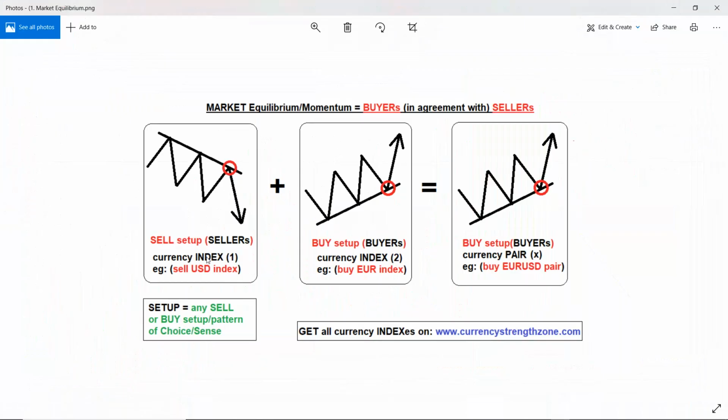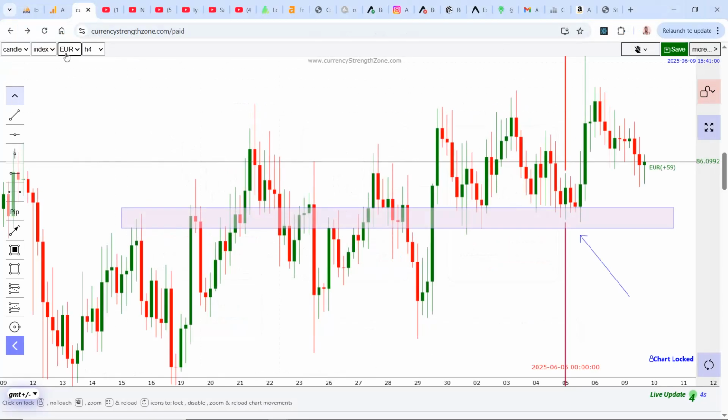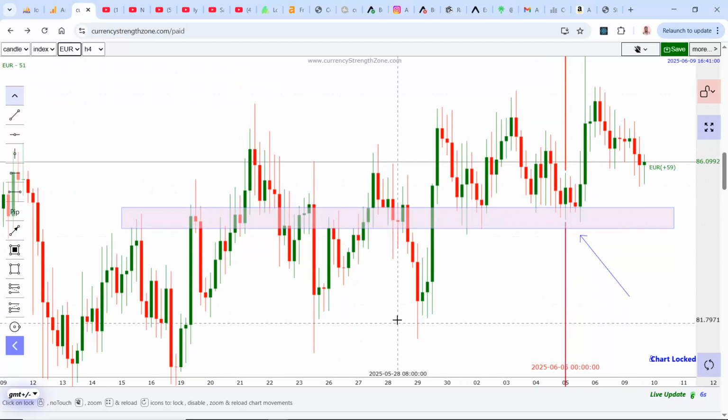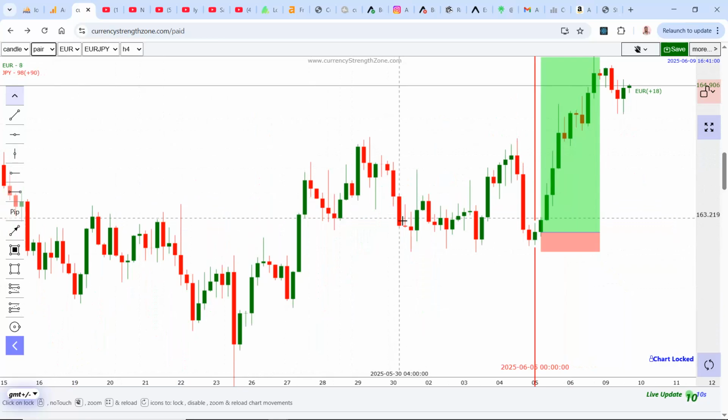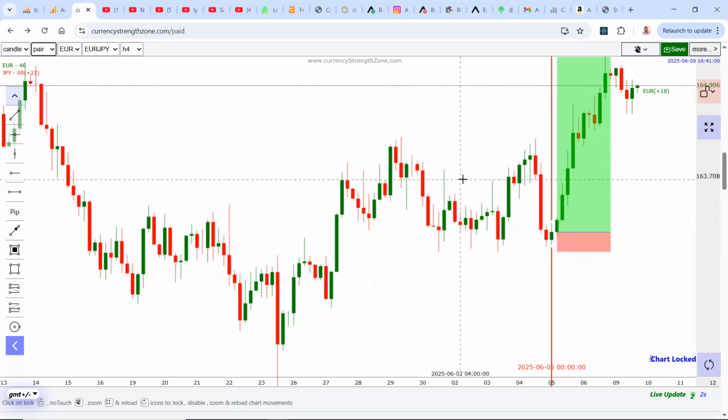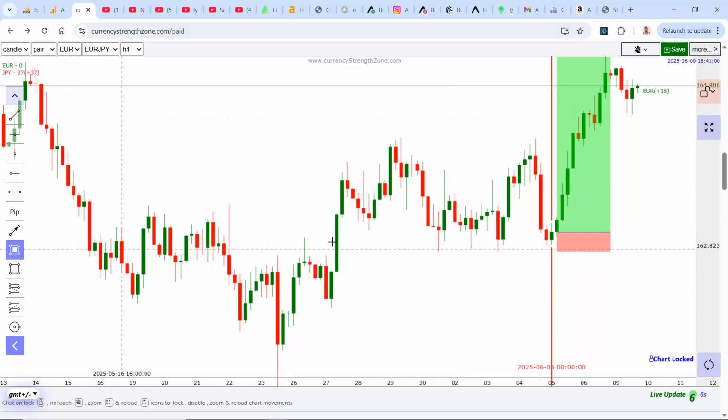Japanese yen was having a sell setup, willing to sell. Euro index was willing to buy from the support and resistance zone, therefore making both markets be in agreement to have a very big move in the market.